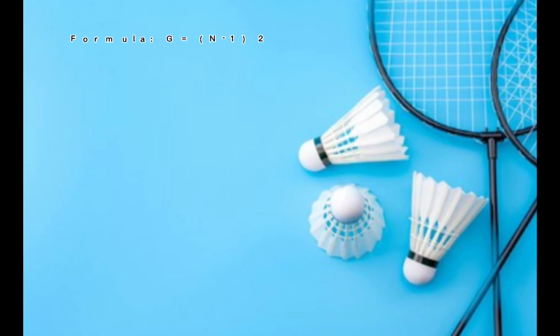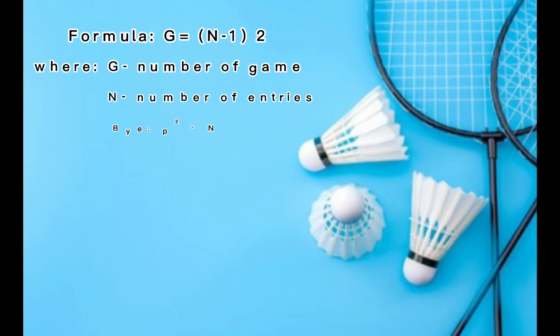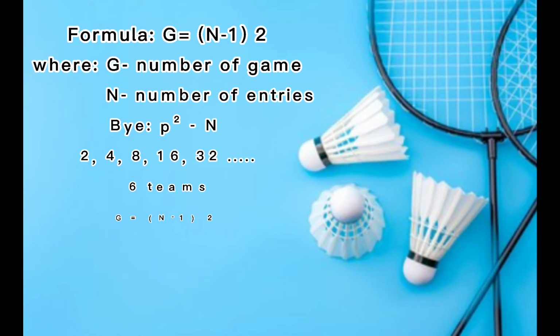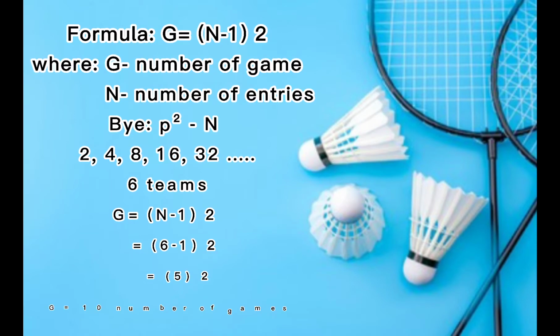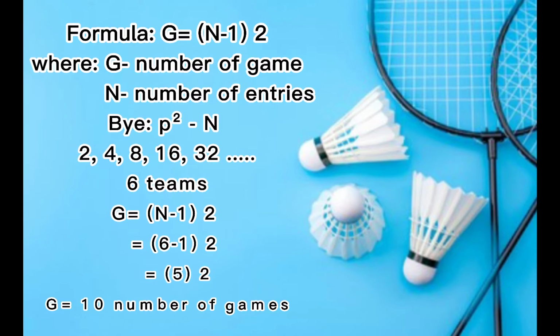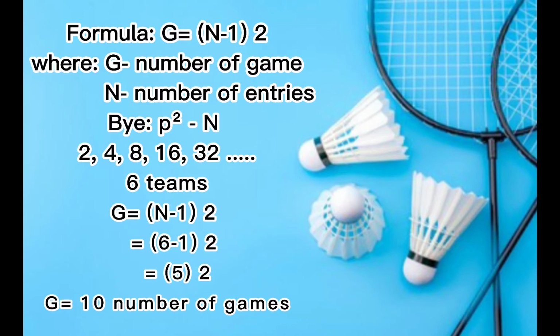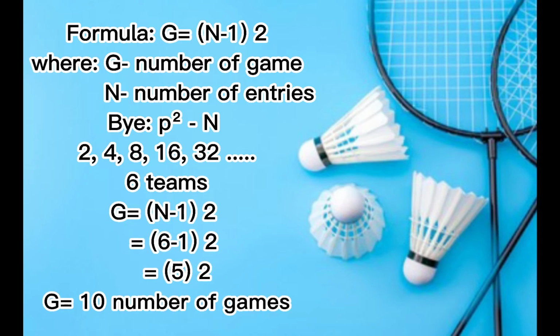For the formula of double elimination, we're going to use G equals (n-1) times 2, where G stands for the number of games and n stands for the number of entries. Now we're going to use again the formula for byes, where bi is equal to p squared minus n, where p is the least power of 2 higher than n, with a fixed value of 2, 4, 8, 16, 32, and so on and so forth.